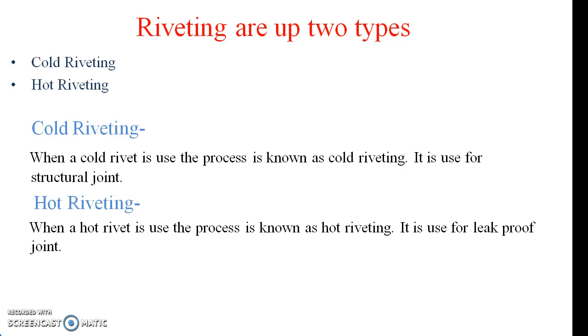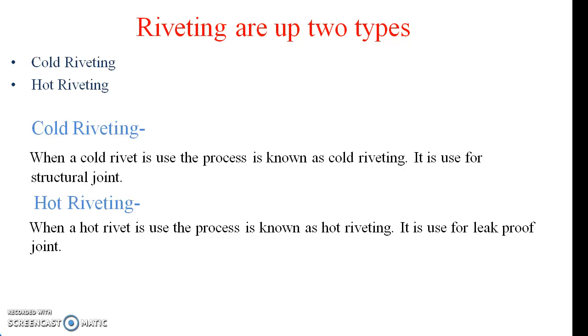So after types of rivet, we are going for the riveting joint, or what is the riveting process, or what are the types of riveting. Basically, riveting is of two types: one is cold riveting and another one is hot riveting. So what is cold riveting and what is hot riveting?